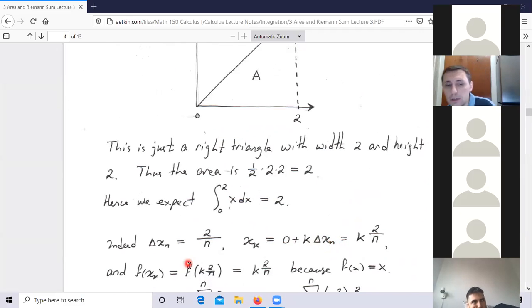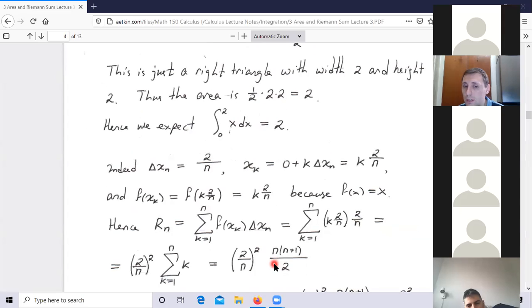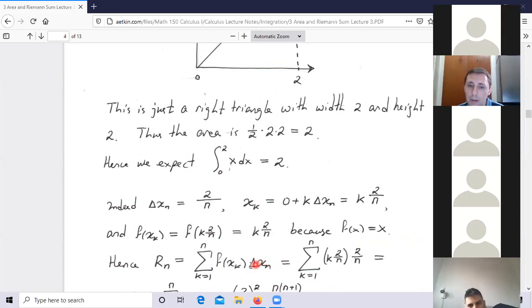Then I need to figure out what f of the general point k times 2 over n is. Well, the function is not doing anything to the input. It's y equals x. So the altitude will be k times 2 over n, because the function is f of x equals x. It's not changing the input. You see, the function is not doing anything to the input. So the altitude at the kth block will be k times 2 over n. And so now my formula becomes what?